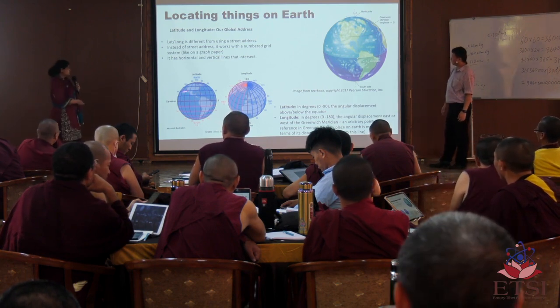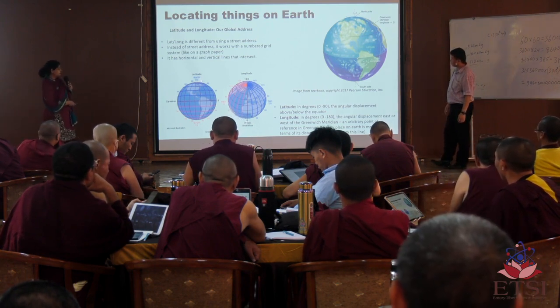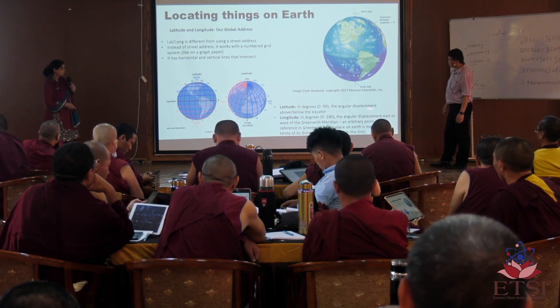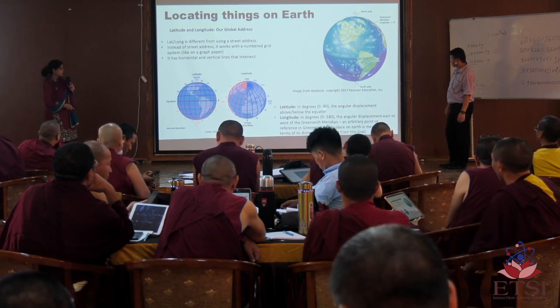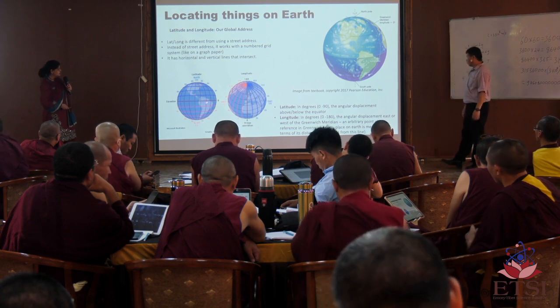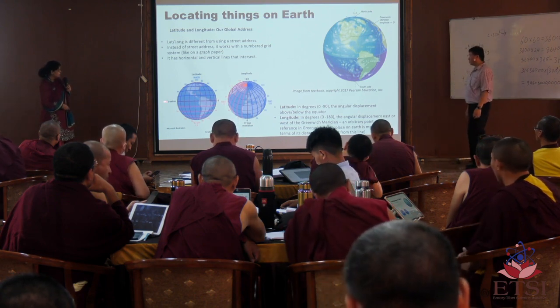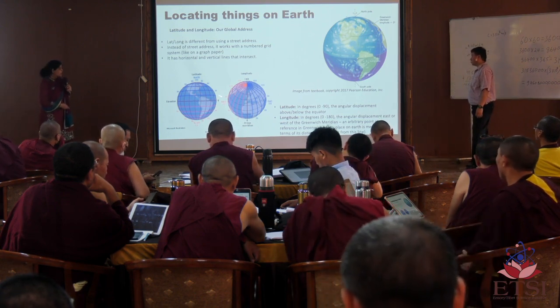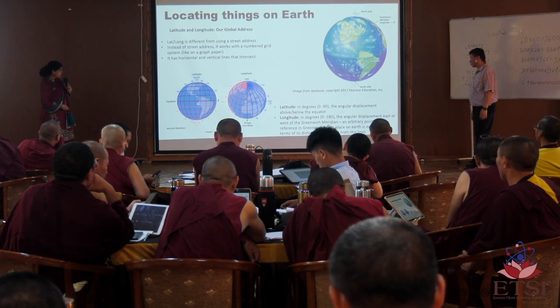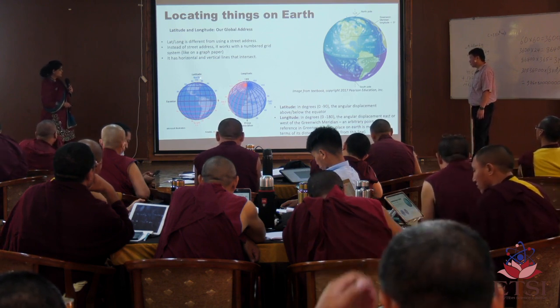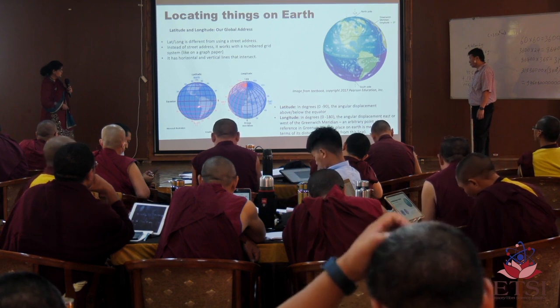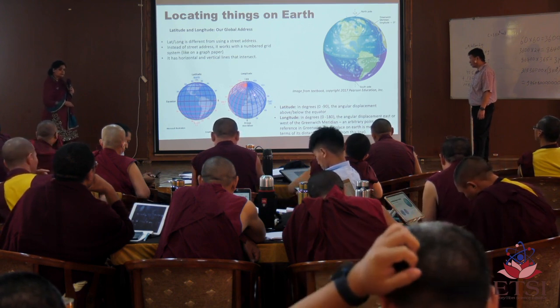So we follow the same grid system, and latitude and longitude, both of them are measured in degrees. Like these are the angular displacement. So latitude is on equator. Latitude is 0, and it is the angular displacement above and below the equator, and it goes from 0 to 90 degrees. 0 to 90. South is negative. North is positive.